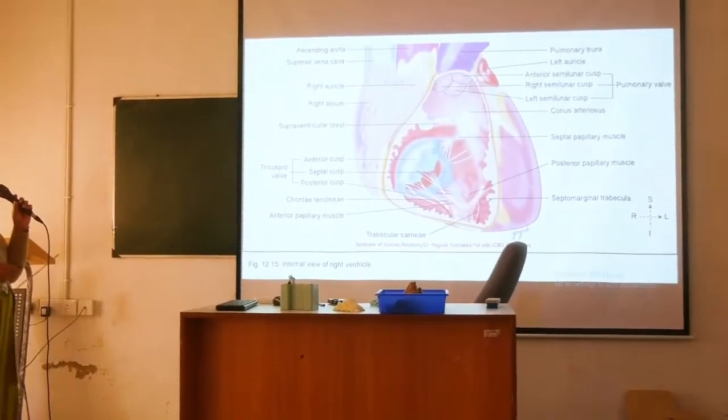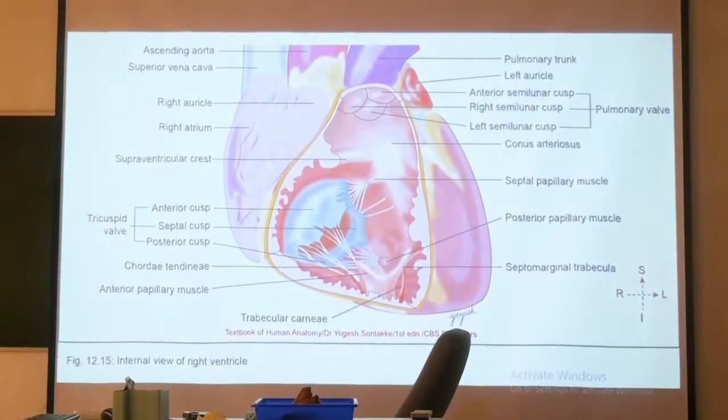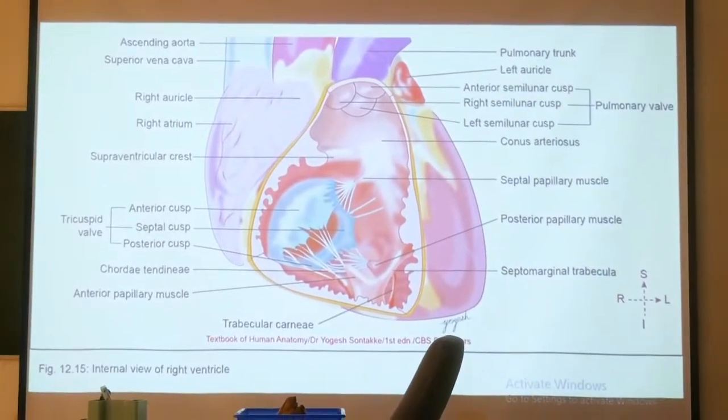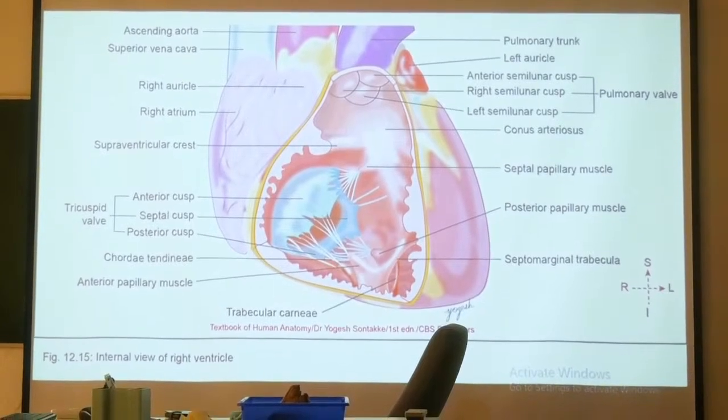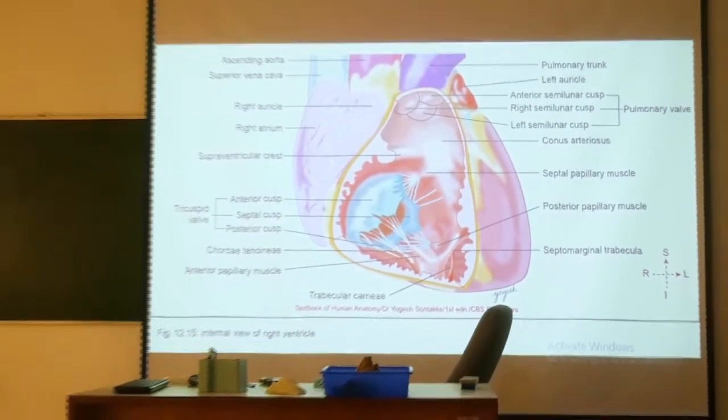Now this is the interior of the right ventricle. See, this is the tricuspid valve. See these three cusps. Here is the anterior cusp. This is the septal cusp. On this side the interventricular septum is lying. Here is the posterior cusp. Three cusps are forming the tricuspid valve.